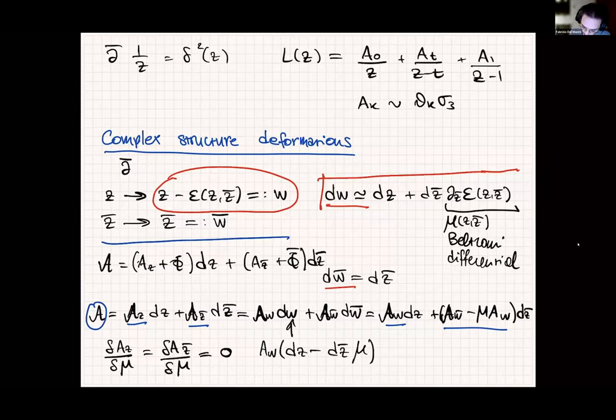And finally, we set delta over delta mu, there is no dependence on the Beltrami differential of these two components, because the A_Z and A_Z-bar, the Z and Z-bar coordinates were defined irrespective of this. They were defined prior to this change of coordinates. So in the transformed connection, there's no dependence on mu in the A_Z and Z-bar. But this gives an equation in terms of the new coordinates, the ones in which you're changing the moduli. Oh, I see. Thank you.